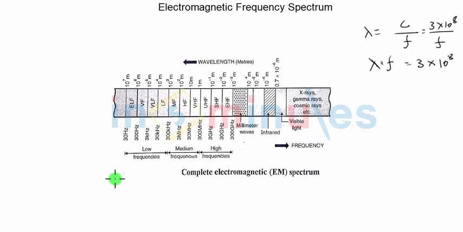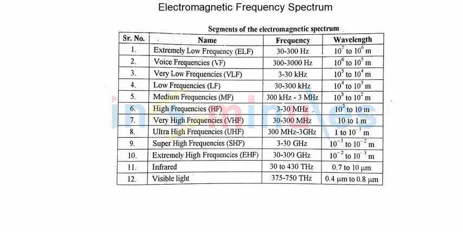So this whole thing can be summarized in the form of a table, which is right in front of us. These are called segments of electromagnetic spectrum that we just now discussed. You can see the name of each and every segment is mentioned in this first column, along with the corresponding frequency range and the corresponding wavelength range.